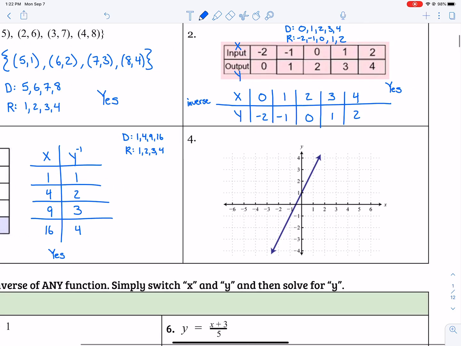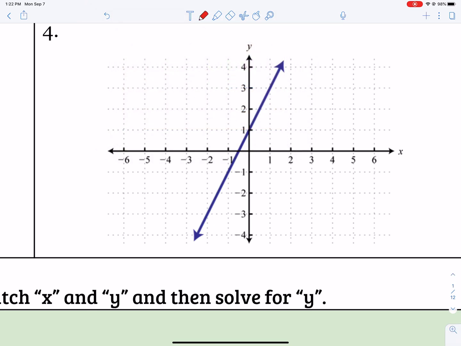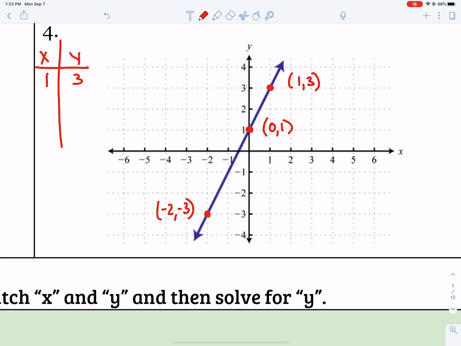All right. So let's look at inverse with a graph. For a graph, we need to pick out some points that are easy to find. So I would say this point looks nice and simple. That would just be 0, 1. And this one looks nice and simple, which would be 1, 3. And let's say that one right there, -2, -3. So I'm going to rewrite those over here on the side. I have that my x and my y values are 1, 3, 0, 1, and -2, -3.